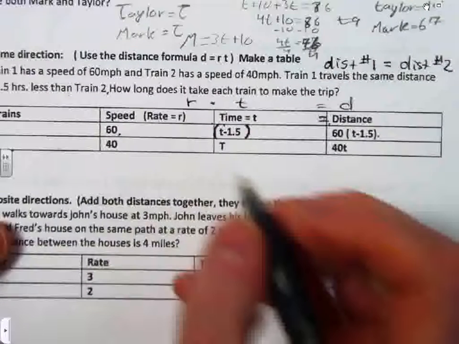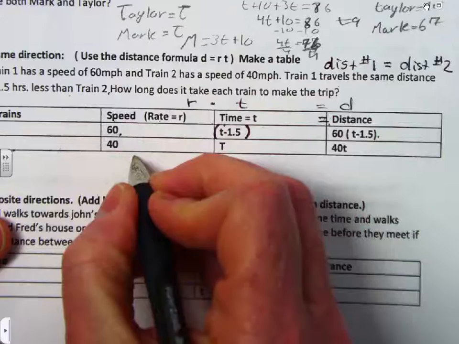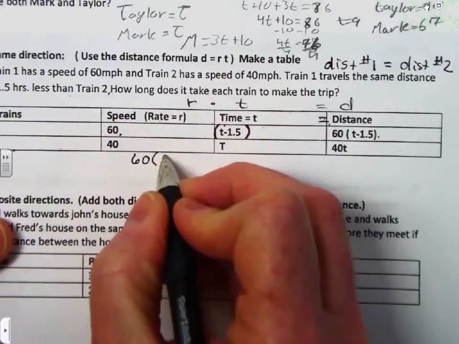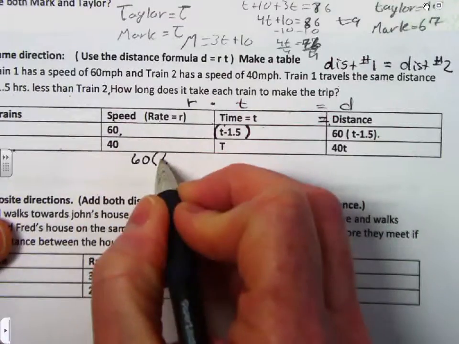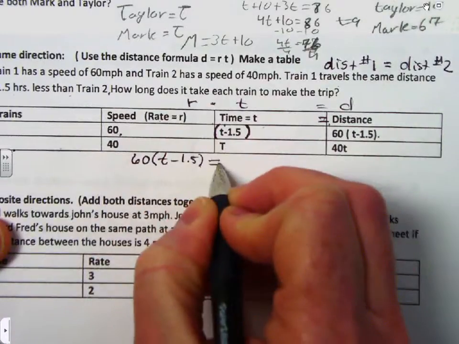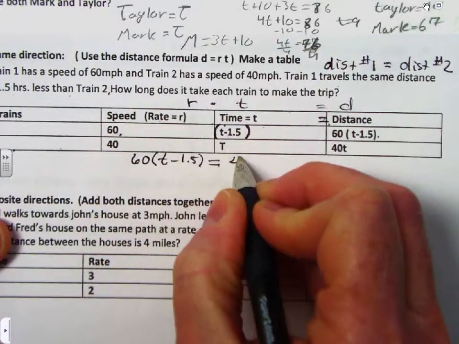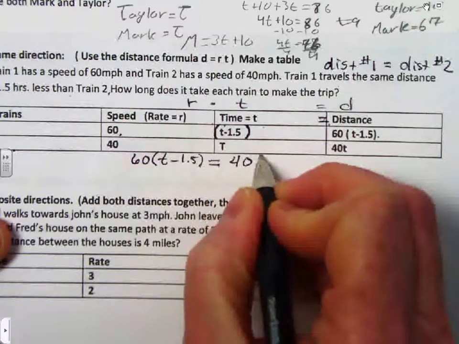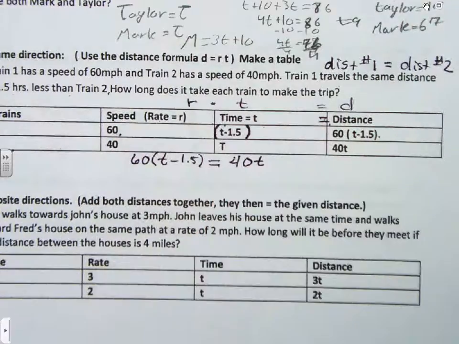So I would have distance number 1 was 60 times t minus 1.5. That's the distance for number 1, and it's going to be absolutely equal to distance number 2, which was 40t. Do your good math, do your distributive property, and then try to get the t's all together, because that's what we do in algebra. I try to get the letters together. Okay?